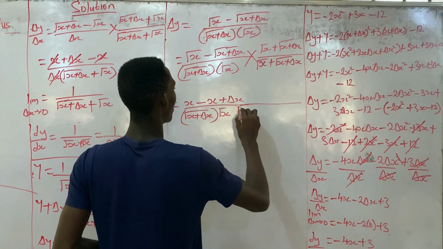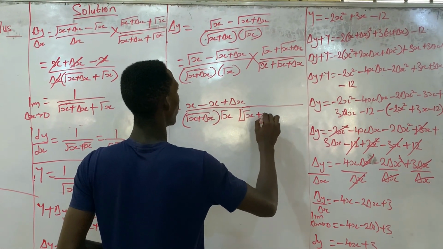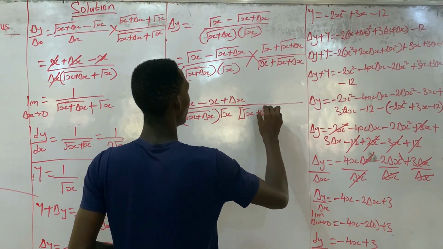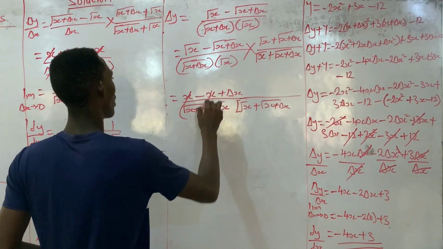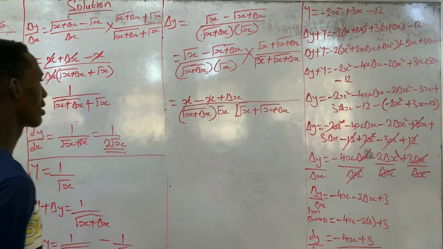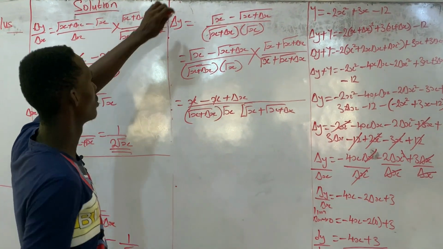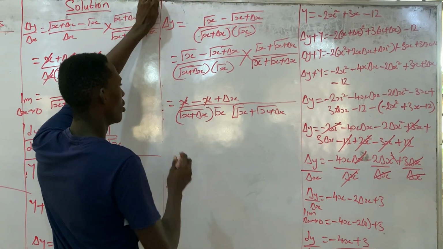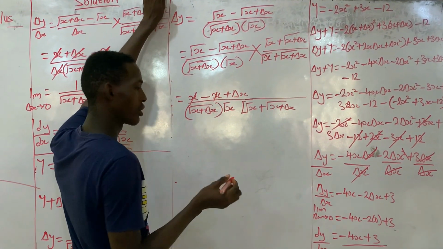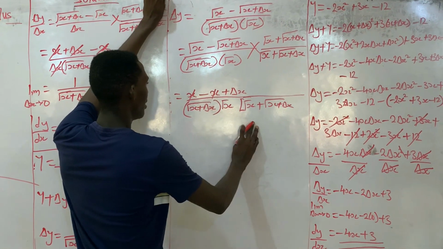Then we also have another bracket, root x plus root x plus change in x. Now this is going to cancel out each other, right? Then after that, what happens? We divide through by what? Change in x. But in order for that to be possible, we need to expand this.